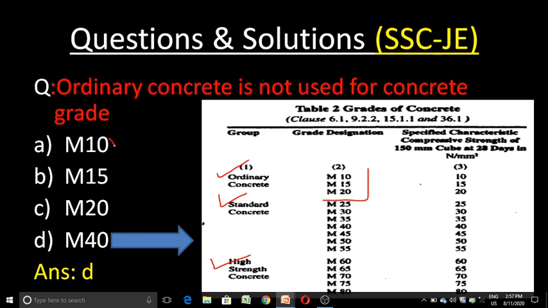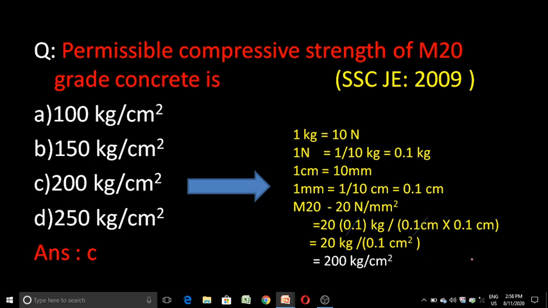So M10 we can use as ordinary concrete, M15 we can use as ordinary concrete, M20 we can use as ordinary concrete, but M40 we cannot use as an ordinary concrete. So the question is which is not used as an ordinary concrete. So option D is correct for this case. According to this, our M40 grade of concrete falls under the category of standard grade concrete, right? So we'll go to the next question.